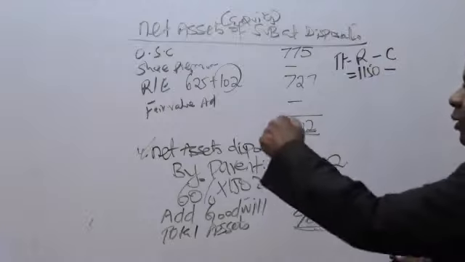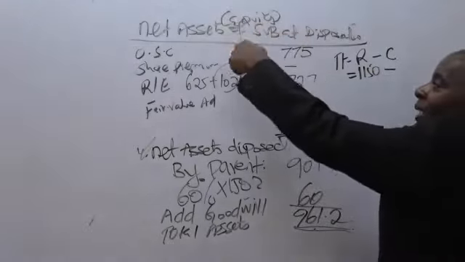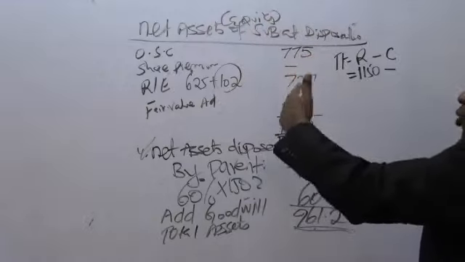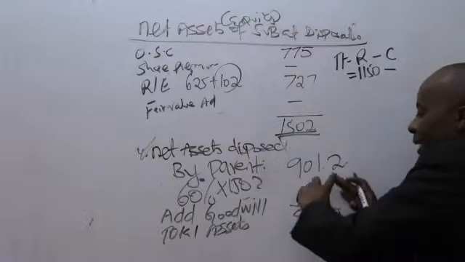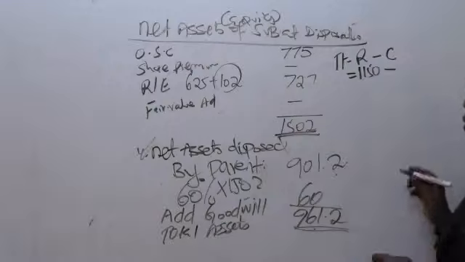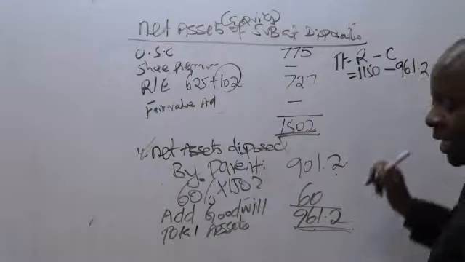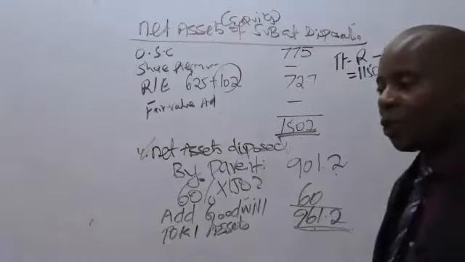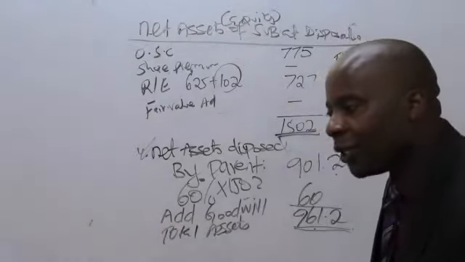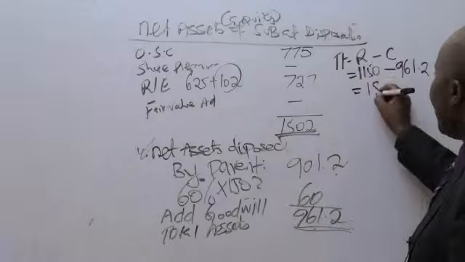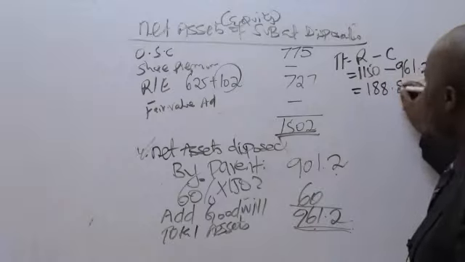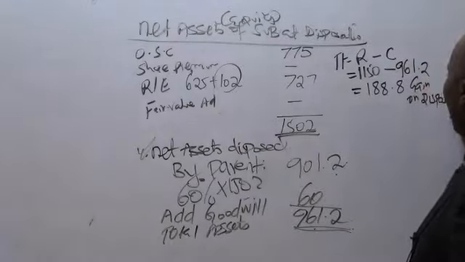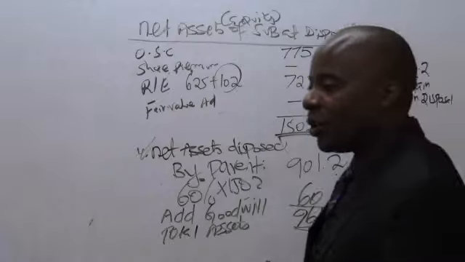To them, the cost, please never work with the cost which they paid initially, because assets keep on fluctuating, going up, going down. So to them, the cost is these net assets at the disposal, which is 961.2. So the gain on disposal, I'm being told, is positive 188.8, a gain on disposal.